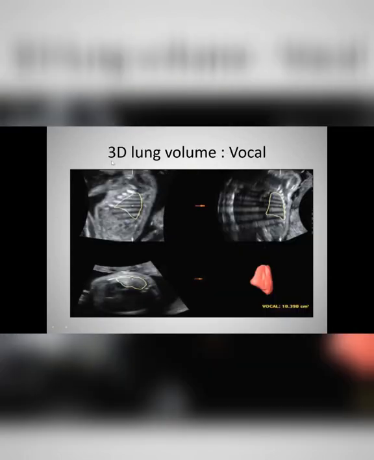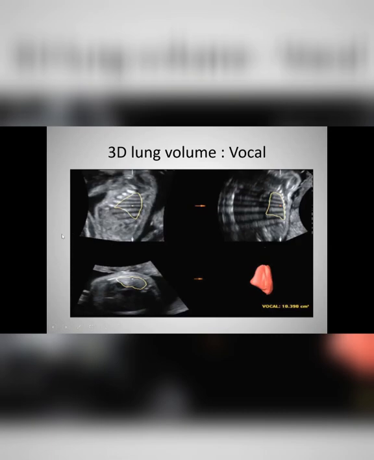Then to the more advanced and sophisticated examination by 3D. By 3D, when the machine contains the VOCAL software, we can detect on multiple slices using the 3D, and we can calculate the lung volume. And this is very important. I said that I usually do this subjectively when I find the thoracic cage expanding comparable to the abdominal circumference. But using the 3D lung volume with VOCAL is very precise because we can detect the lung volume corresponding to the age.